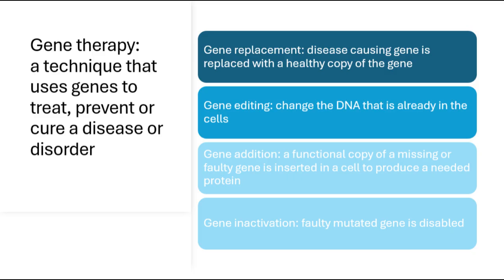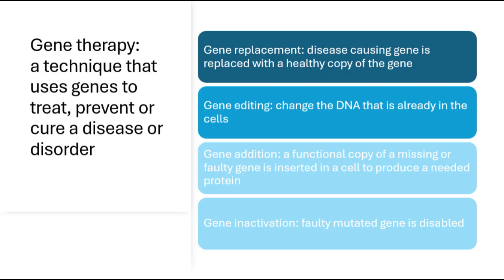Gene therapy can work by replacement, edit, addition, or inactivation of a gene. Gene replacement is where the disease-causing gene is replaced with a healthy copy of the gene. Gene editing is where they alter or edit the DNA that is already in the cells. Gene addition is when a functional copy of a gene is inserted inside of a cell. And finally, gene inactivation is when a mutated gene is disabled and stops it from making changes within the body.